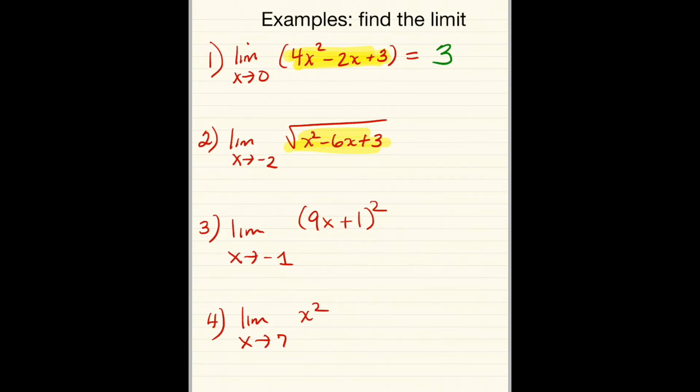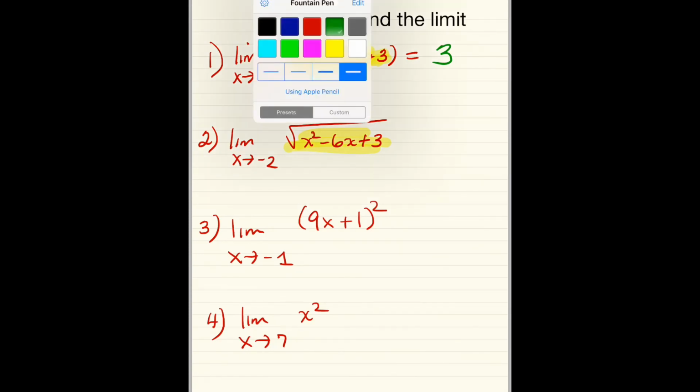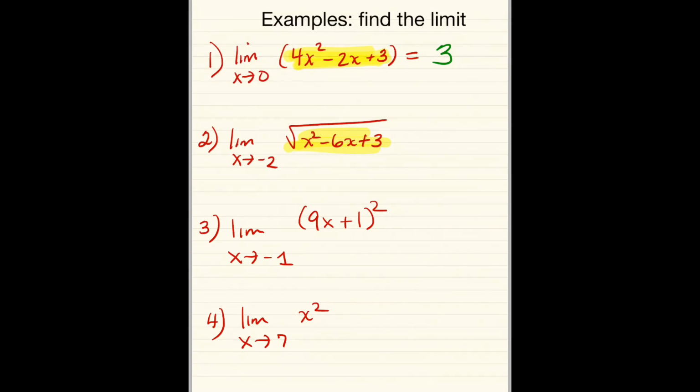Now, I know that square roots have restricted domains, so you just have to be very careful. Let's put in negative 2. Negative 2 squared is 4. 4 minus 6 times negative 2, so that's going to be 4 plus 12 plus 3. That's the square root of 19. Great. That's your answer. Let's plug in negative 1. 9 times negative 1 is negative 9, plus 1 is negative 8. That's just going to be 64. Let's plug in 7. That's going to be 49. That's what the limit is.